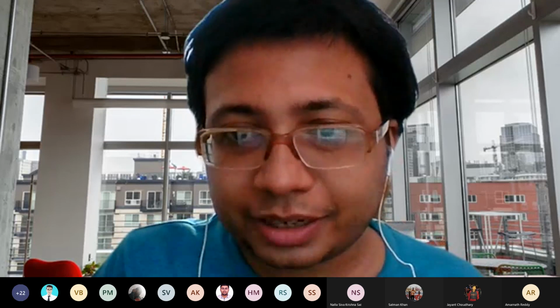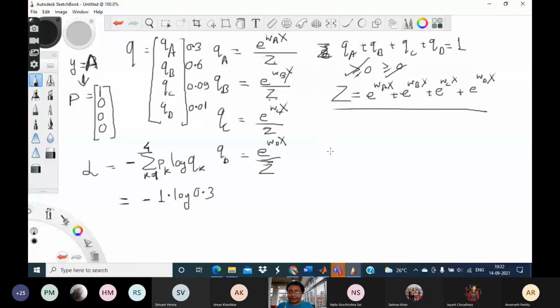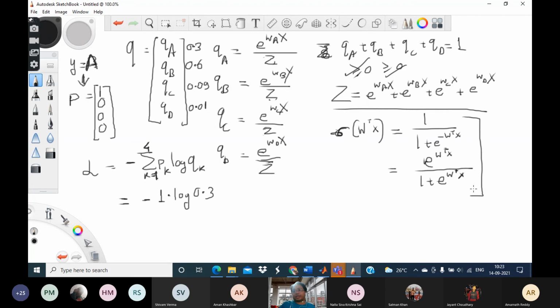So for k dimensions, we get an analogy of the sigmoid function. The sigmoid function is defined in this way: sigma of w transpose x is just 1 by 1 plus e to the power minus w transpose x, which I can also write as e to the power w transpose x divided by 1 plus e to the power w transpose x. This is what the sigmoid function looks like.